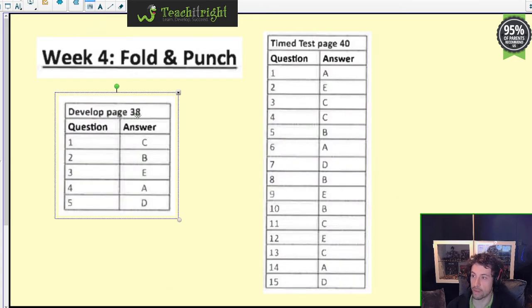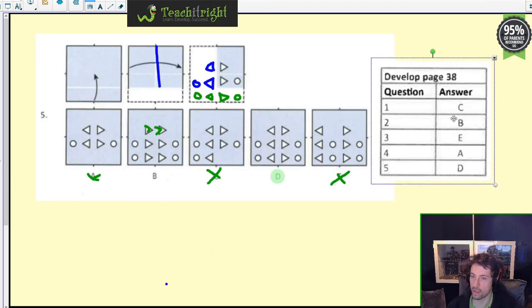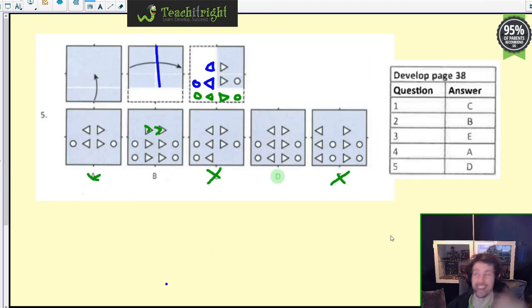So again, just to recap, here are the answers for the first 5. So it's sort of the warm-up questions. So there they are, if you want to just recap them. Next, we're going to go on and go through and do the exact same thing, but for the timed test.